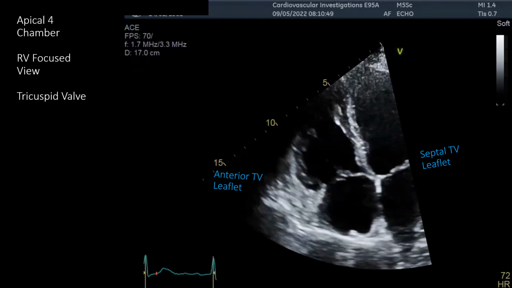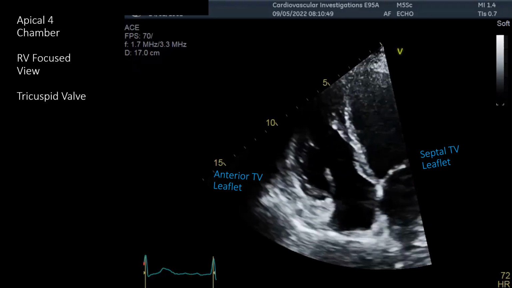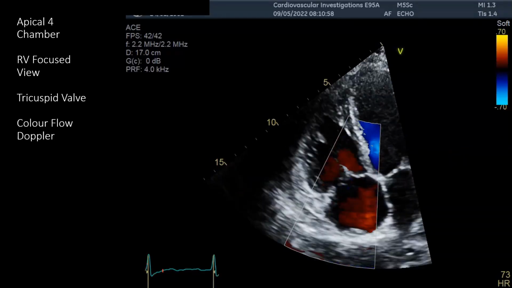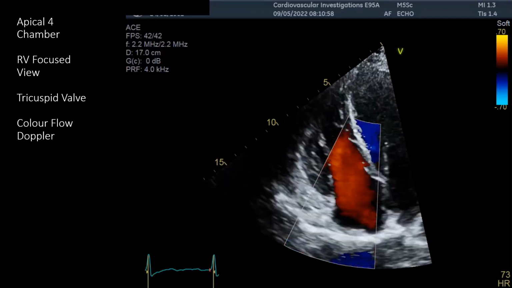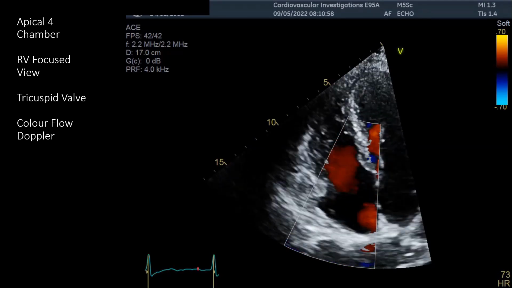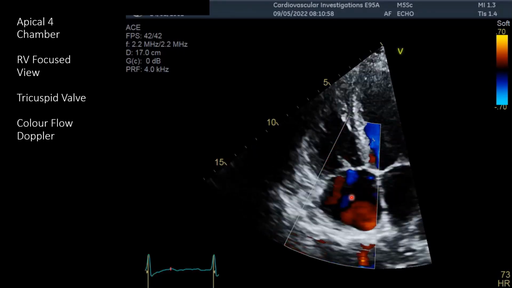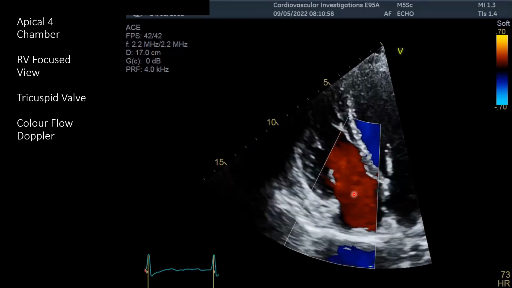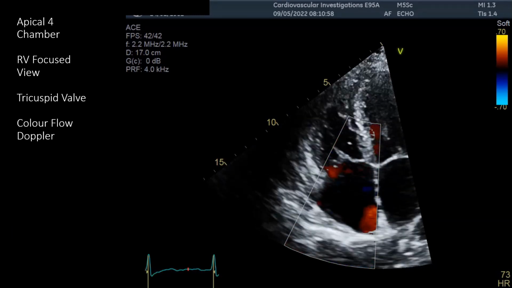This is now an RV focus view, so we've repositioned the probe slightly to get a better view of the RV, and we can see the anterior and septal tricuspid valve leaflets. We can use color flow Doppler to interrogate the tricuspid valve again from a new angle, and we can see that trivial blue flash of blood flow away from the probe marker, which signifies tricuspid regurgitation, but in this case only trivial.